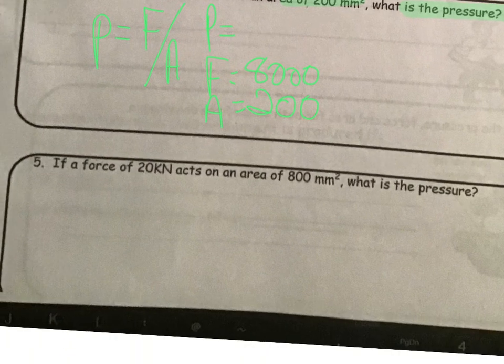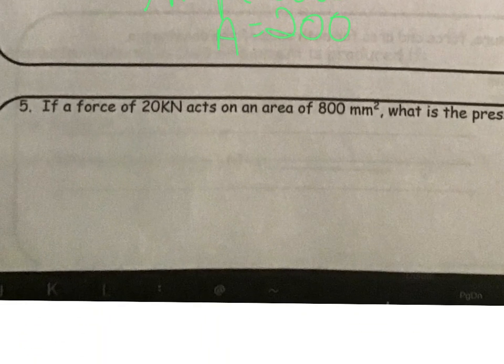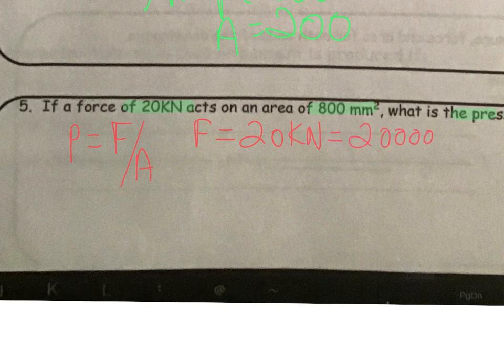And finally, the last one that I want you to try is number 5. Again, we have been given 20 kNs, okay, with 800 millimeters, and we're asked for the pressure. So just write out your pressure formula. P equals force divided by area. So we want to know what our force is. So 20 kN is the same as 20,000 newtons, and the area is 800.